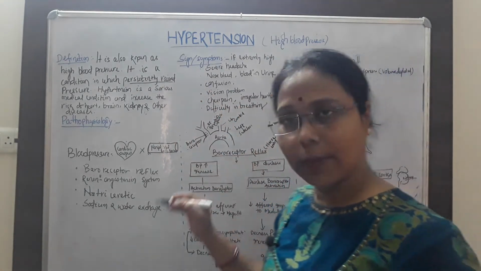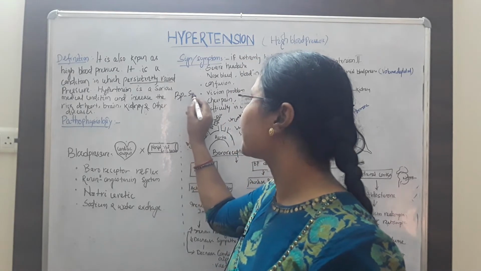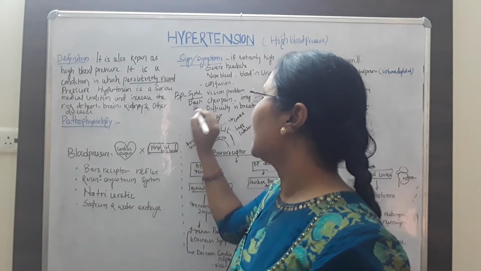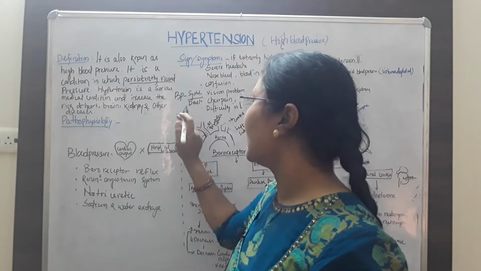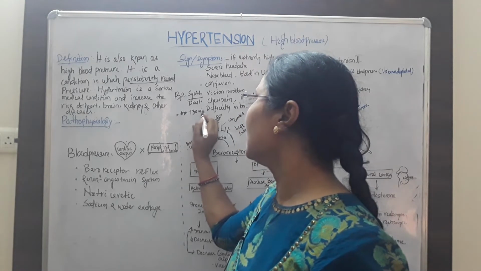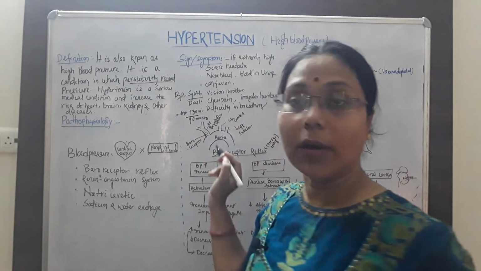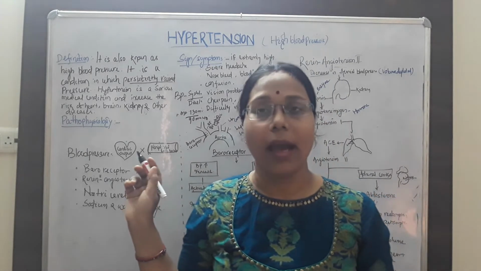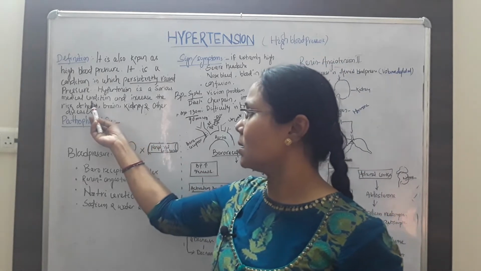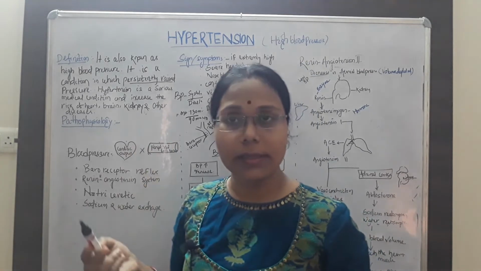As I told in the previous class, if the systolic pressure is more than 130 mmHg and the diastolic pressure is 90 mmHg or more, those cases are considered hypertensive. So hypertension is a serious medical condition. It also increases the risk of heart, brain, kidney and other diseases.